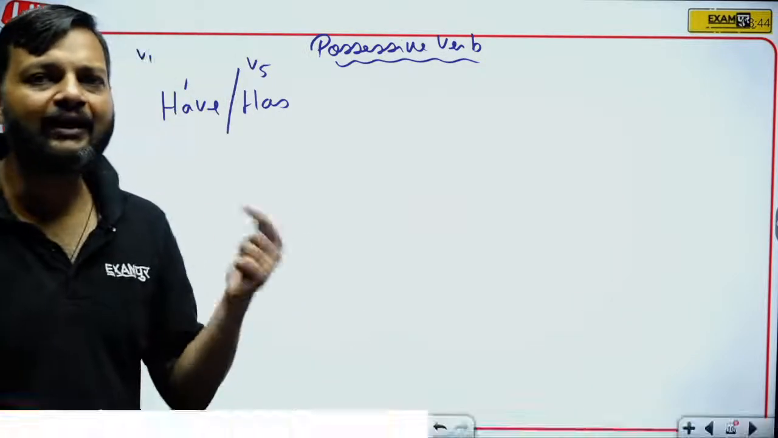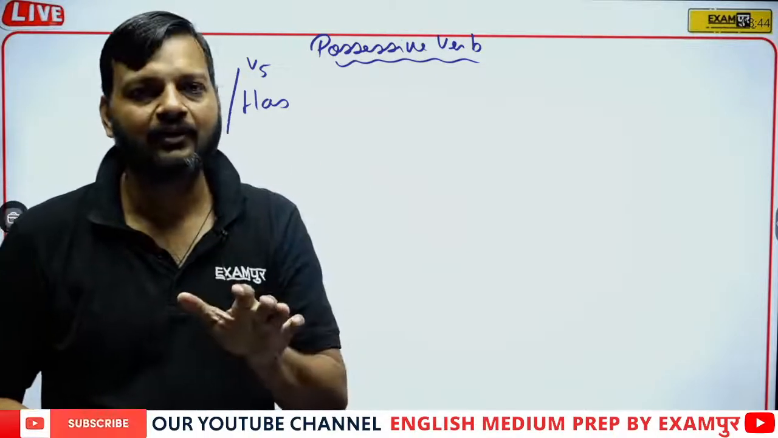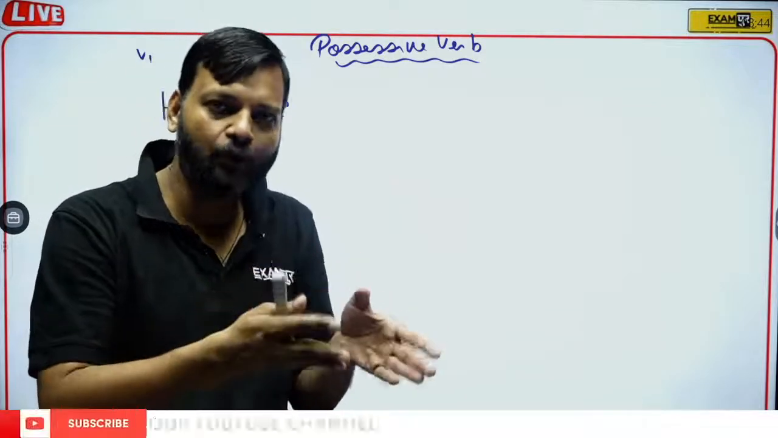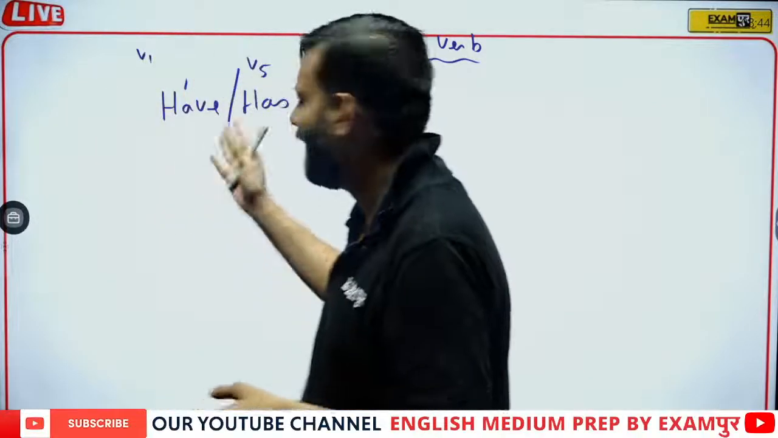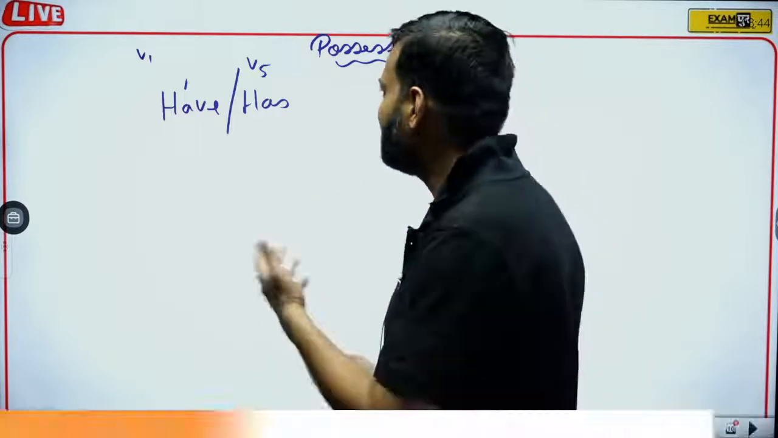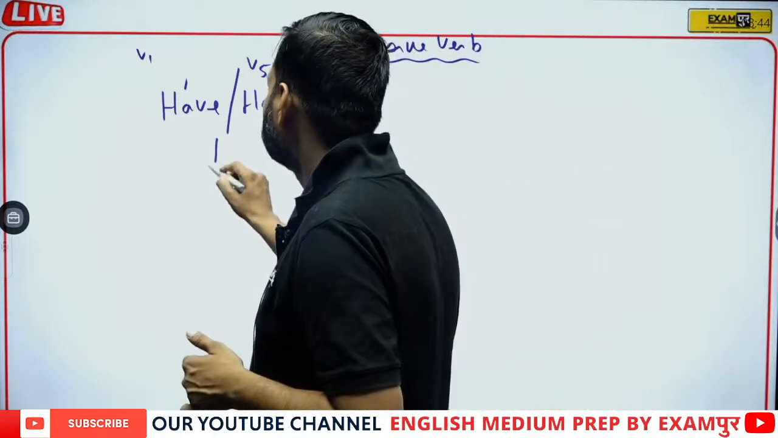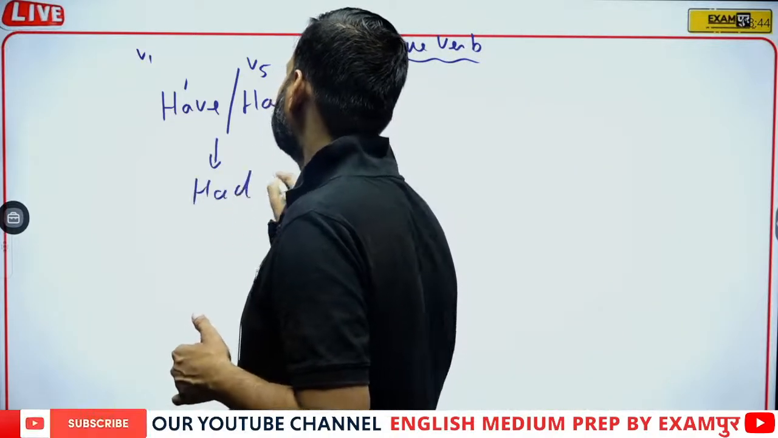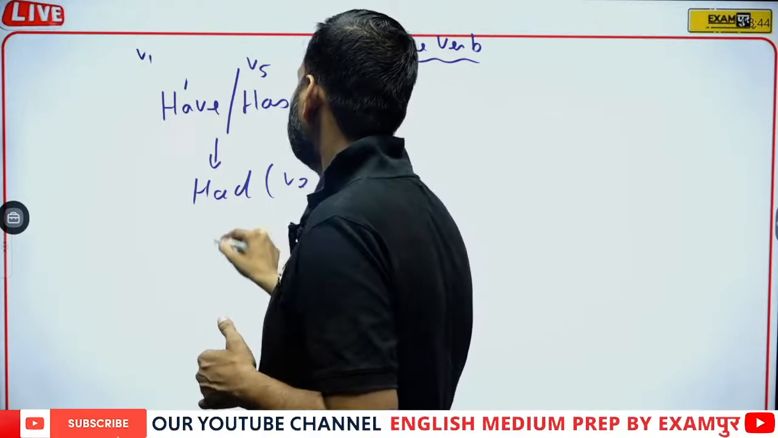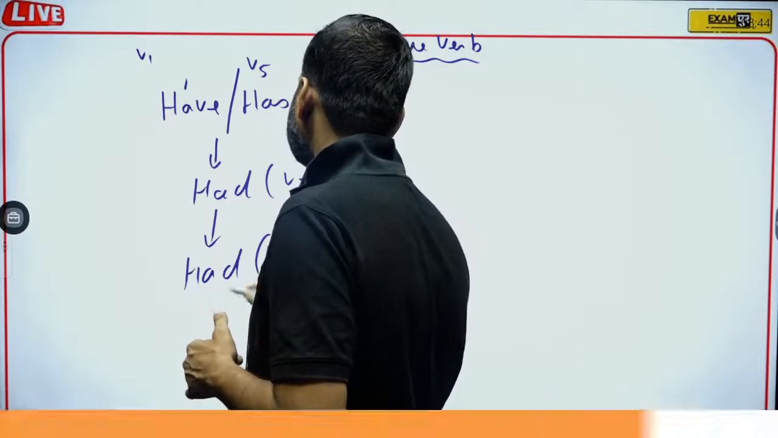So the difference between has and have is the same as do and does, the same as go and goes. Go means have, and goes means has. Right. So have and has, these are possessive verbs. The second form is had, and the third form is also had.